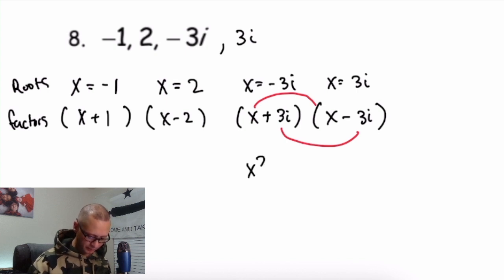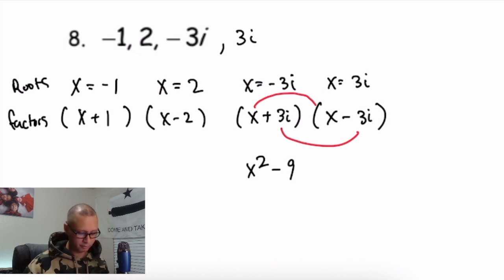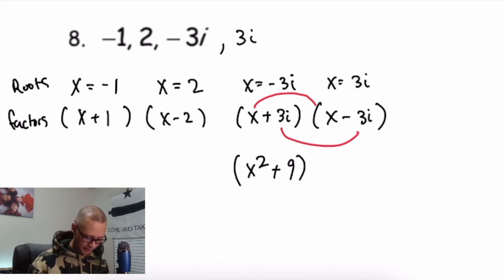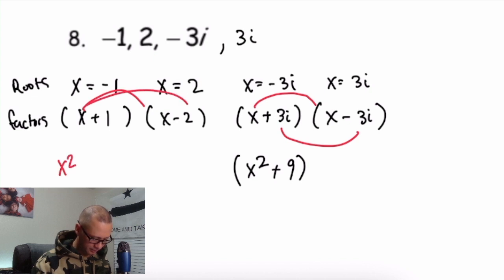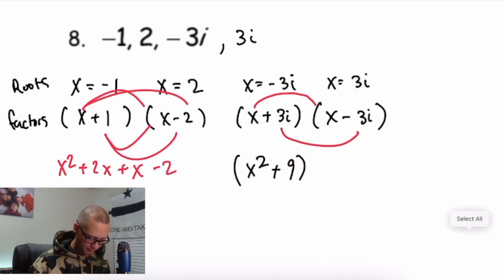So this is going to be x squared minus 9, right? Because 3 times 3. And i squared is negative 1, so it's going to change the sign. So x squared plus 9. That's a factor. Okay, I can do x times x, x squared, 2x plus x minus 2. So this is going to be, when we combine like terms, x squared plus x minus 2.